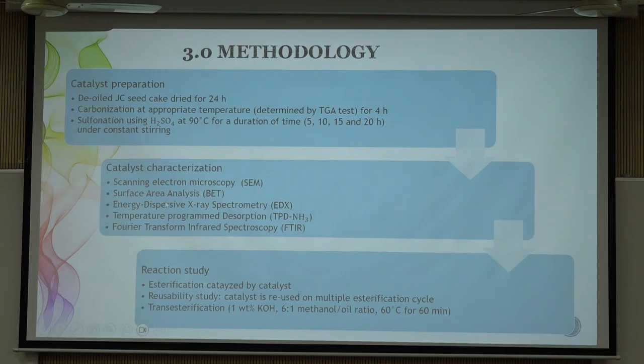If you want to develop or design a certain catalyst, there are a series of characterizations we need to go through, for example SEM, BET, XRD. This is a series of characterizations I need to go through to make sure the catalyst that we produce is the desired catalyst. So lastly, we do the reaction study, in which we use the catalyst in our process. Then lastly, we see the reusability of the catalyst, to see how many cycles it can be used before it starts to deteriorate.